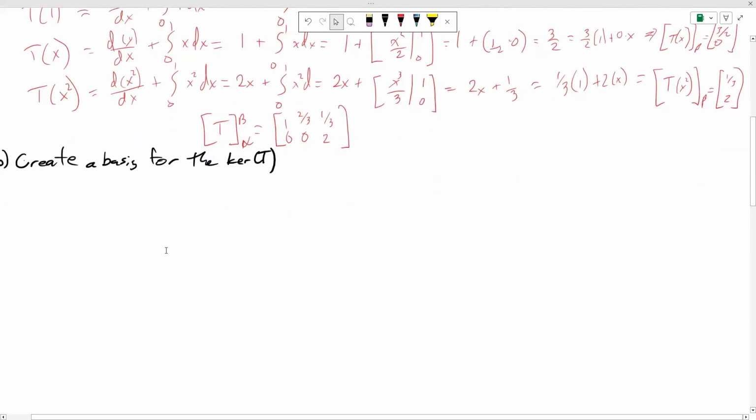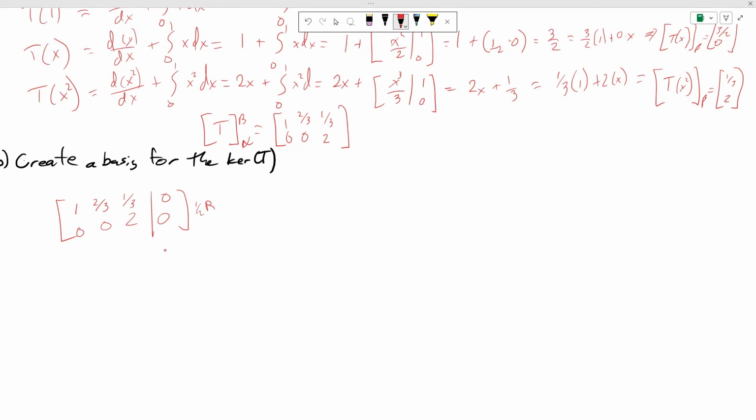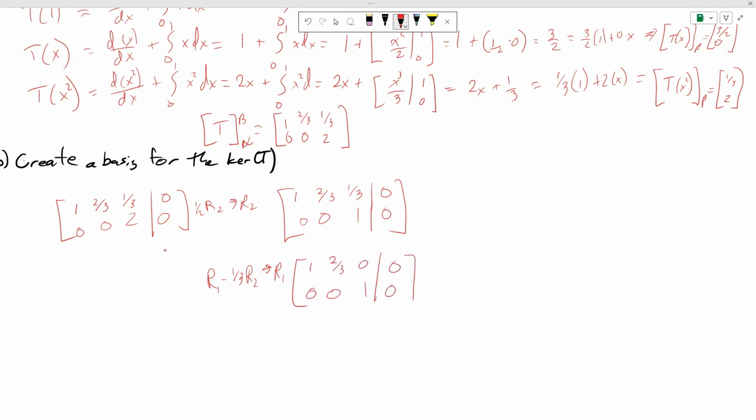So to compute the kernel for T, we start with the matrix 1, 2/3, 1/3, 0, 0, 0, 2, 0, and we get it to the augmented matrix, which we can do by taking 1/2 R2 and replacing R2, which gives us 1, 2/3, 1/3, 0, and 0, 0, 1, 0. Next, we take R1 minus 1/3 R2 and replace R1, giving us 1, 2/3, 0, 0, 0, 0, 1, 0. This gives us the equivalent system of equations: A plus 2/3 B equals 0 and C equals 0.